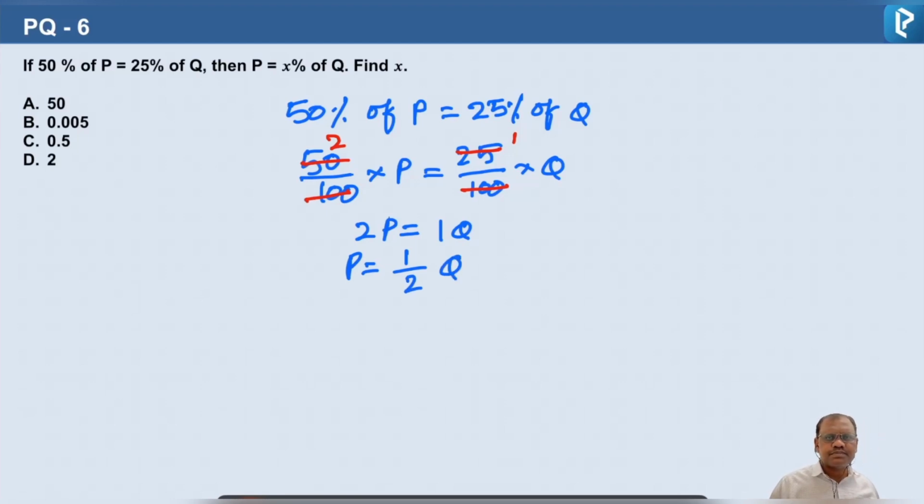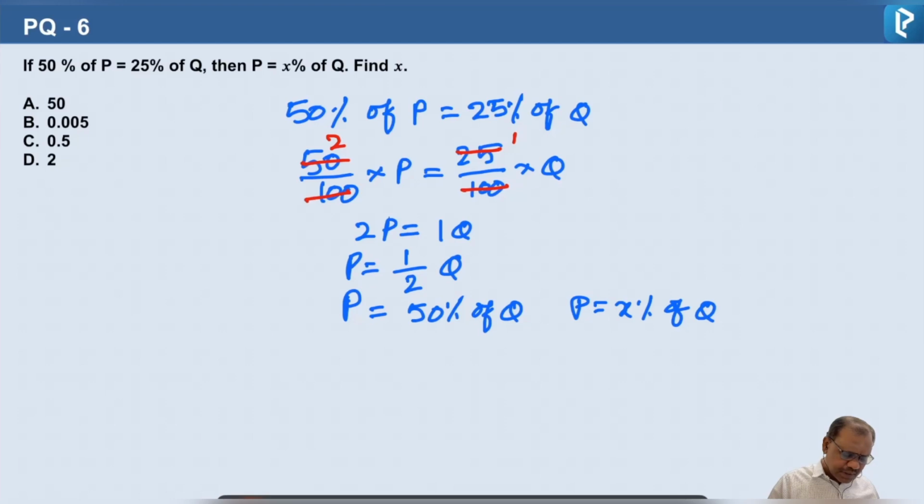1 by 2. What is the equivalent percentage of 1 by 2? So the equivalent percentage of 1 by 2 is 50%. So how do we write it? P is equal to 50% of Q. So the question is P is equal to X% of Q. What is the X value here? X value is 50. A is the right answer.